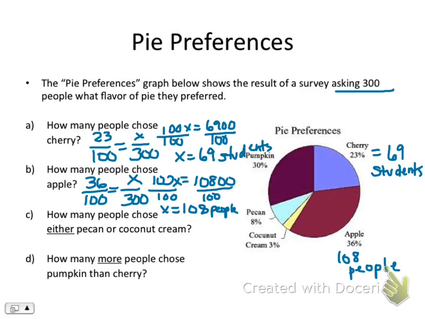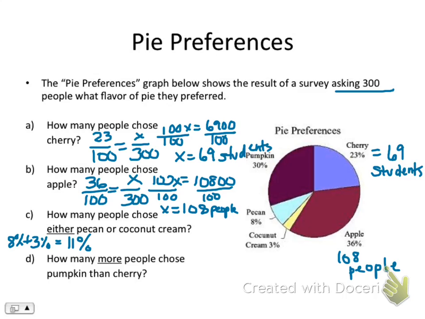Okay. Now we're being asked how many people chose either pecan or coconut. Here's your pecan is 8%, coconut is 3%. When I look at that, I'm combining those two pieces of the pie, and it's just as easy for me to combine those percentages and do one calculation. So if I calculate 11% of the total, I will get the combined total. Does that make sense to everybody to be able to do that? To take 8% plus 3% equals 11%, and that would represent the two groups of people that liked pecan or coconut.